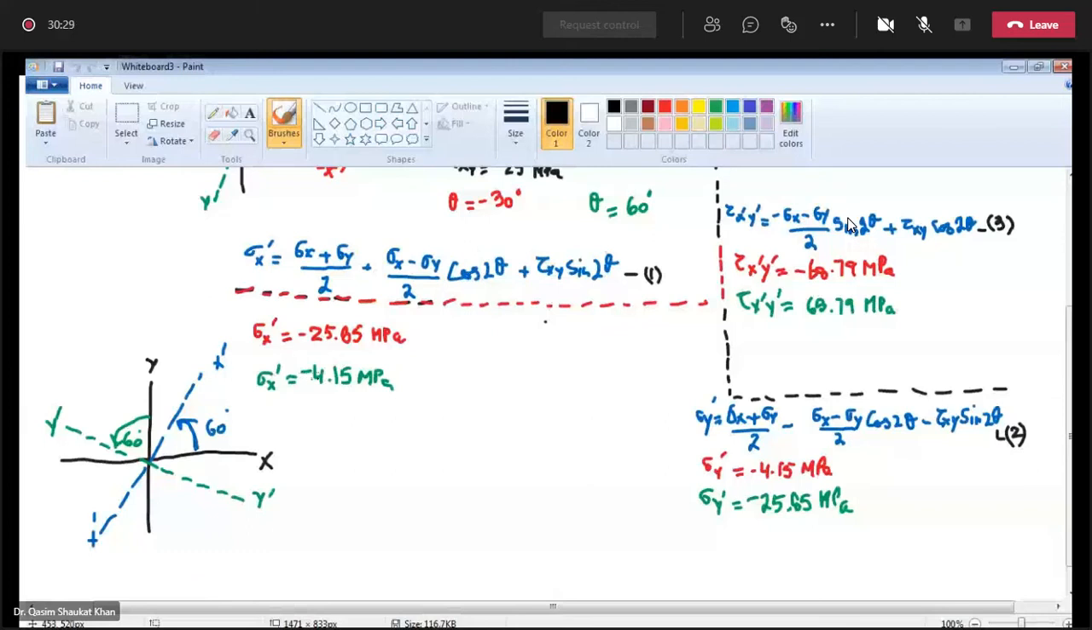Sigma x dash is equal to minus 4.15 megapascal. So normal stress about this x dash axis is minus 4.15 megapascal. Now next I have to calculate sigma y dash. Sigma x plus sigma y over 2 minus sigma x minus sigma y over 2 cos 2 theta minus tau xy sin 2 theta.